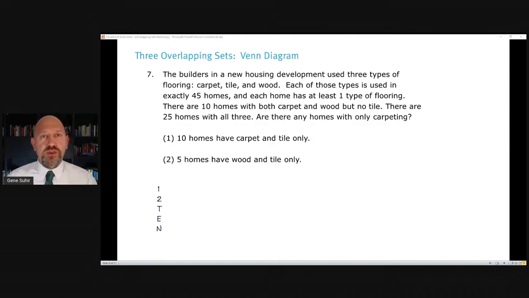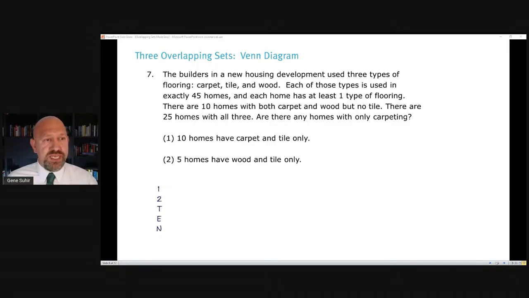All right, time to review. Let's talk about the analysis here. Notice we had 3 overlapping sets, right? Builders in a new housing development use 3 types of flooring, carpet, tile, and wood, and each one of those types is used in exactly 45 homes. So we are going to have some overlap already, we see here at the beginning.